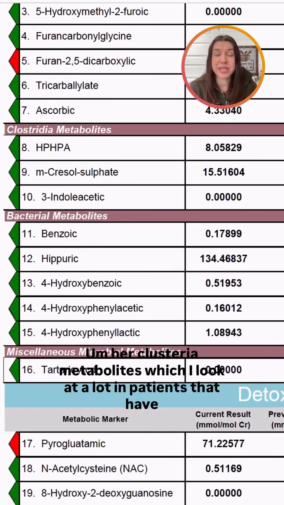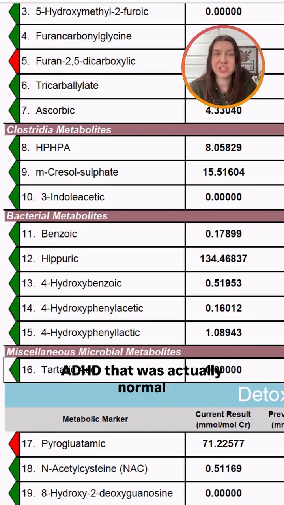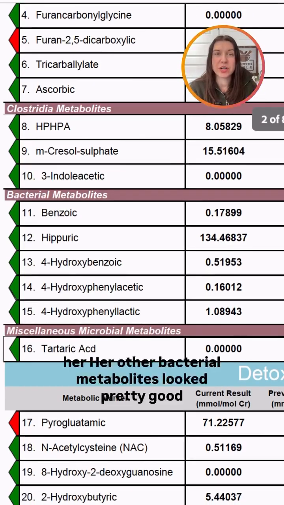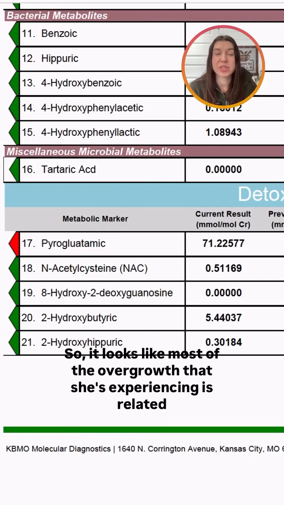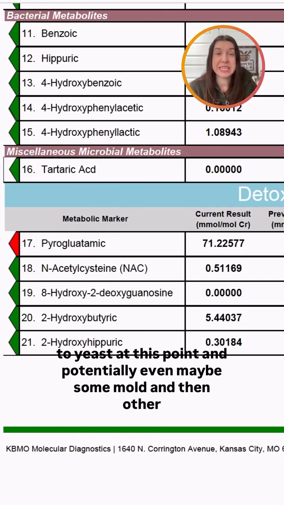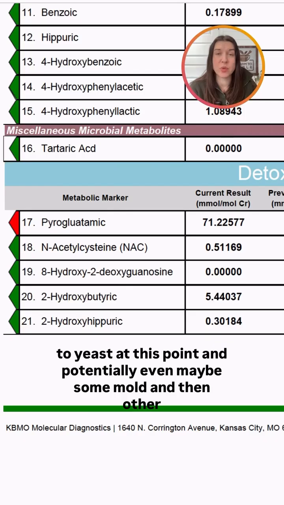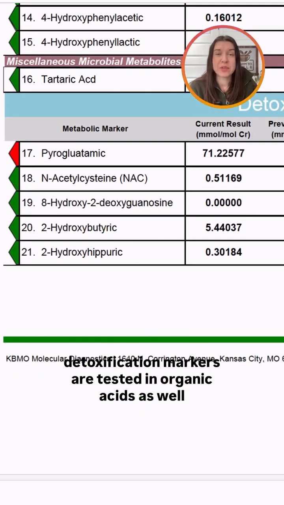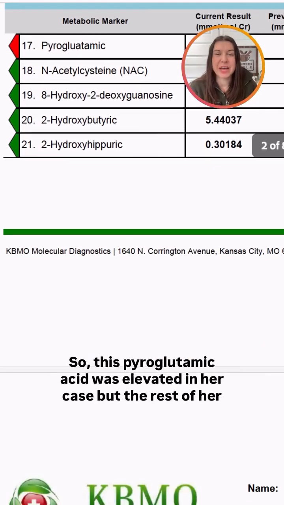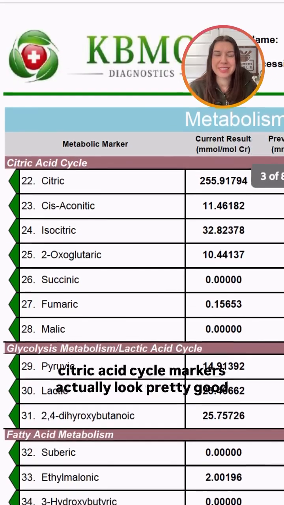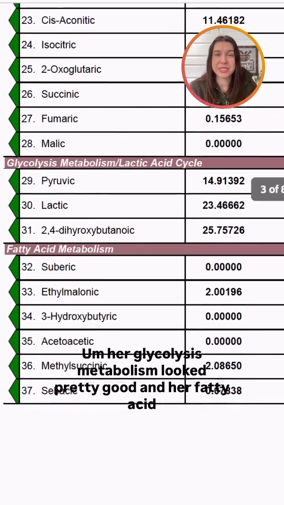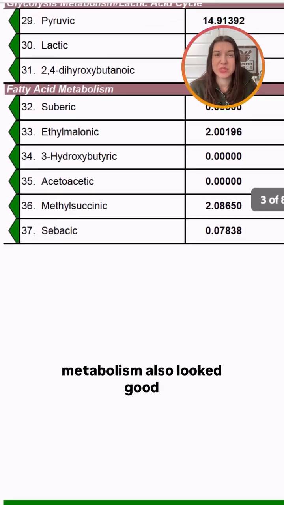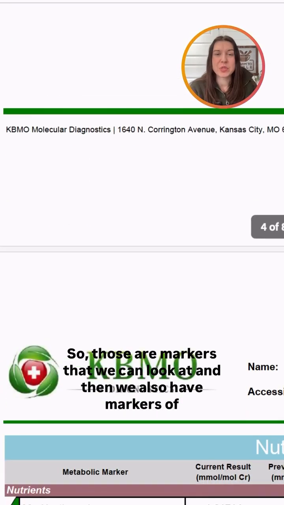Her Clostridium metabolites, which I look at a lot in patients that have ADHD, were actually normal for her. Her other bacterial metabolites looked pretty good. So it looks like most of the overgrowth that she's experiencing is related to yeast at this point, and potentially even maybe some mold. And then other detoxification markers are tested in organic acids as well. So this pyroglutamic acid was elevated in her case, but the rest of her citric acid cycle markers actually look pretty good. Her glycolysis metabolism looked pretty good, and her fatty acid metabolism also looked pretty good. So those are markers that we can look at.